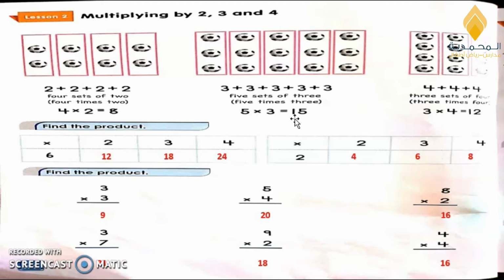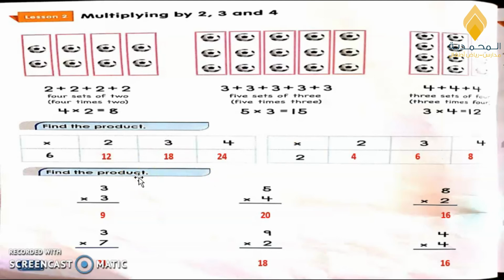A repeated addition. The third example is we have 3 groups. As you can see, 3. Inside each group there are 4 balls. So 3 times 4 equals 4 plus 4 plus 4, which is 12. So 3 times 4 equals 12. Or 3 multiplied by 4 is 12. Let's do another 2 questions. Find the product.